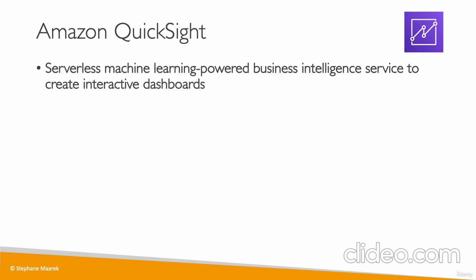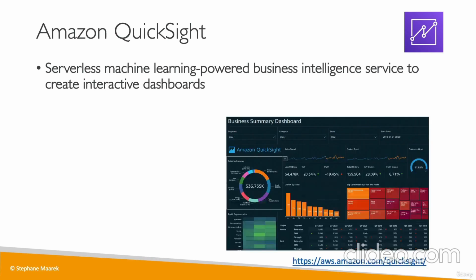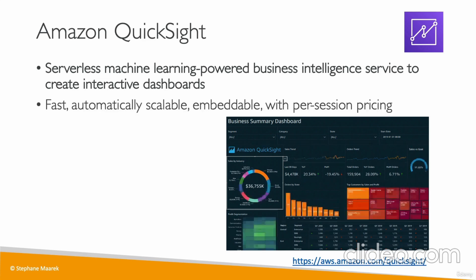Now let's talk about Amazon QuickSight. So it's a serverless machine learning powered business intelligence service to create interactive dashboards. So behind this very complicated tagline, all you have to remember is that Amazon QuickSight allows you to create dashboards on your databases so you can visually represent your data and show your business users the insights they're looking for, okay? So QuickSight allows you to create all these kind of cool graphs, charts, and so on.